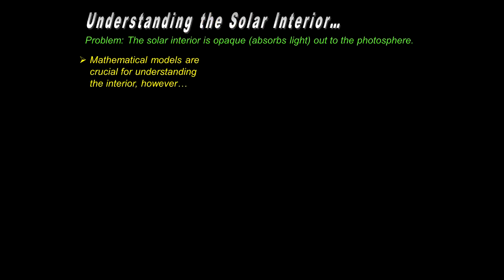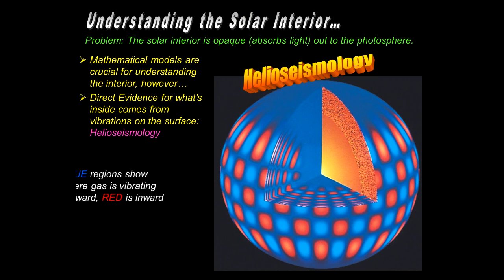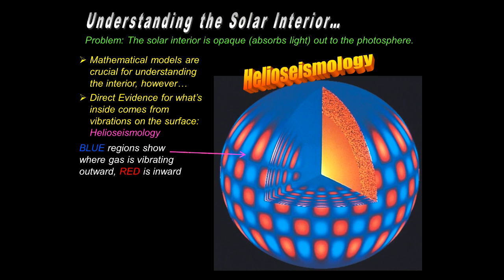Mathematical models are very useful for giving us a lot of specificity by understanding the basic gas laws and being able to model the processes in a way that's consistent with what we do see externally. But we'd like to have some direct evidence, and some direct evidence comes from helioseismology, where there are actually vibrational modes that the sun produces.